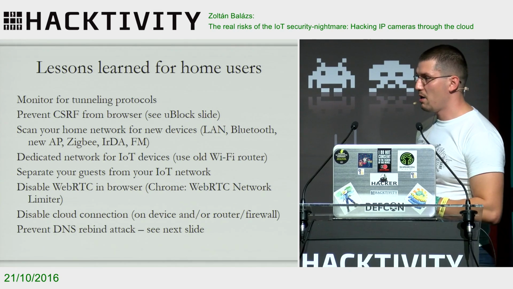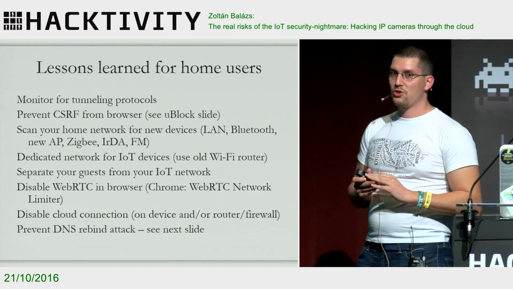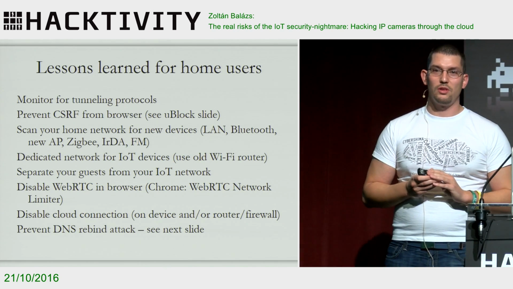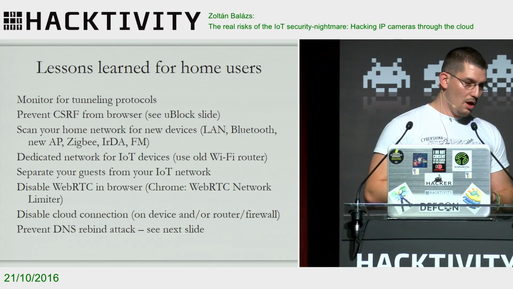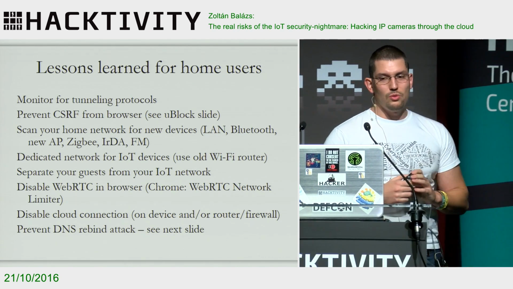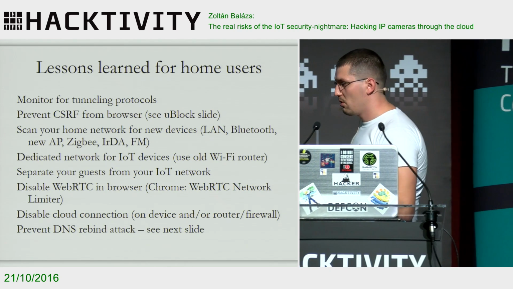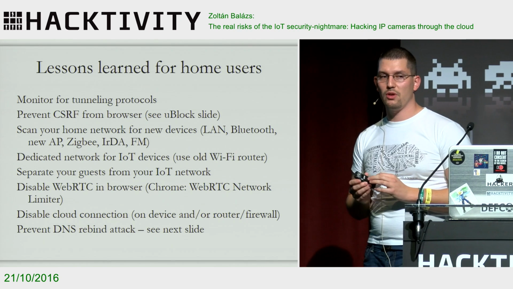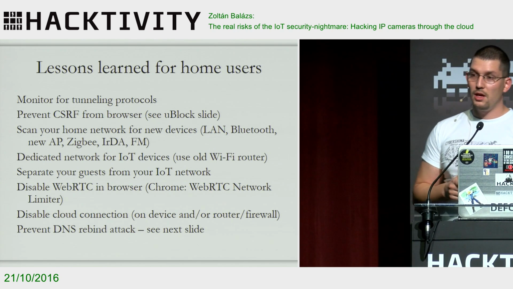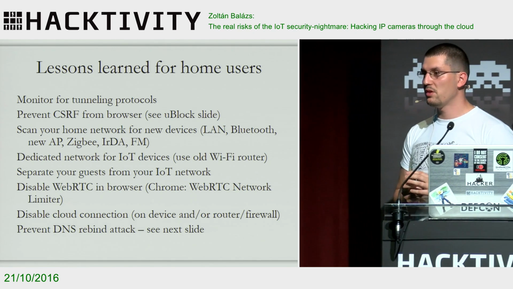If you have a lot of time and you find checking gigabytes of Wireshark logs fun, then you should monitor for tunneling protocols in your home network. I have already showed you how you can use uBlock ad blocking to prevent these cross-site request forgery attacks from your browser. Again, if you have a lot of time, you can scan your home network for new devices.